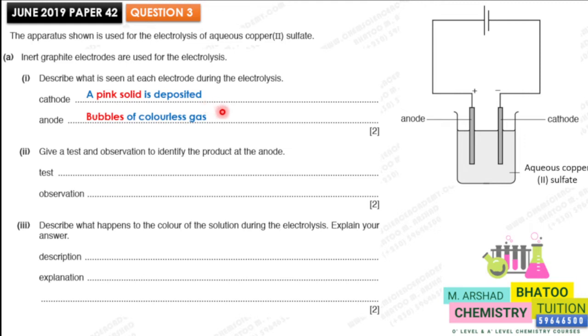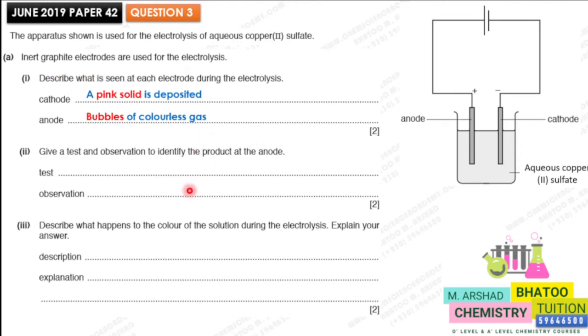Still, if you answer oxygen gas at the anode here, you won't score marks because it said describe what is seen at each electrode. They don't mention to you that it is oxygen. You just see bubbles. Now, using your chemistry knowledge, then you would identify whether this is oxygen or not. You can test for it. This is why it's important to know what is being asked actually. Describe what is seen: bubbles of colorless gas.